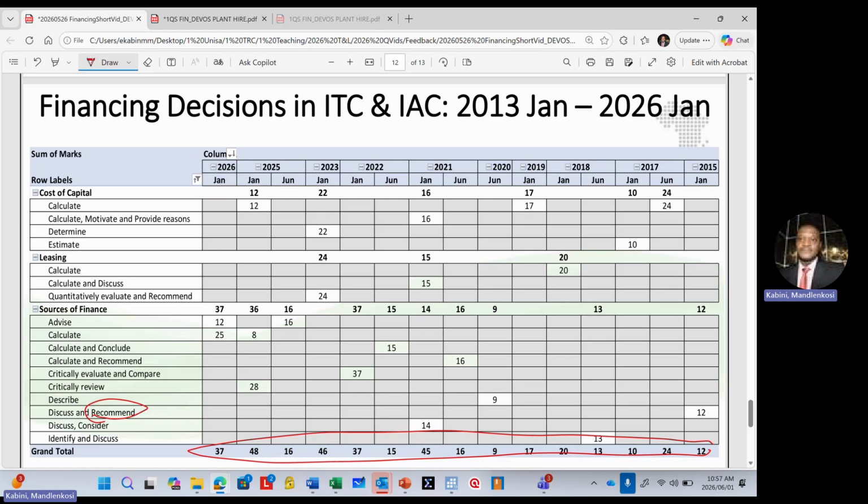So familiarize yourself with the various instruction verbs that can be used, and also take into account that it could be asked in terms of calculation or in terms of discussion.